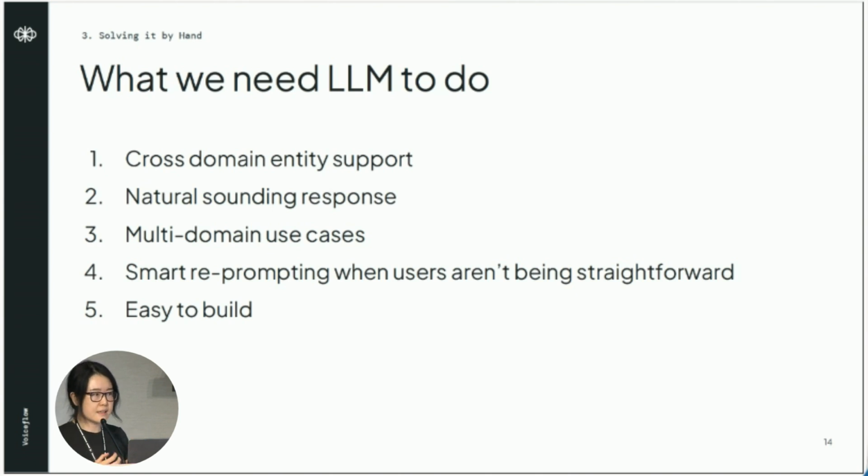We need it to be able to handle a lot of different use cases, right? It needs to have natural sounding responses, also multi-domain use cases, even within the same bot. Let's say it's covering banking: there's a credit card side of the business, and you also have personal banking that needs to be covered. Multi-domain as well, performing equally well. And then especially smart reprompting when users aren't being straightforward for whatever reason.